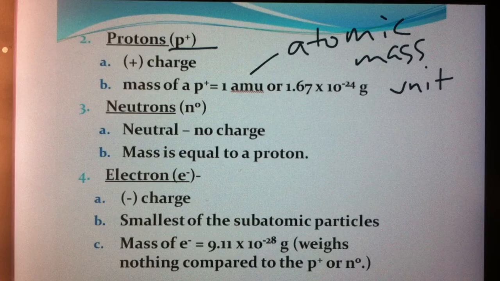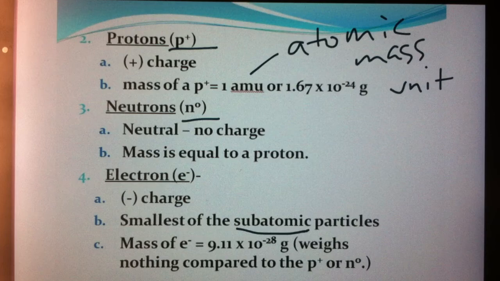A neutron is abbreviated as n to the 0 power, or a little 0 in the upper right hand corner, and that's because a neutron is neutral. It has no charge, but its mass is equivalent to a proton. The electron has a negative charge. It's an e with a little minus sign in the upper right hand corner. It's the smallest of the subatomic particles.